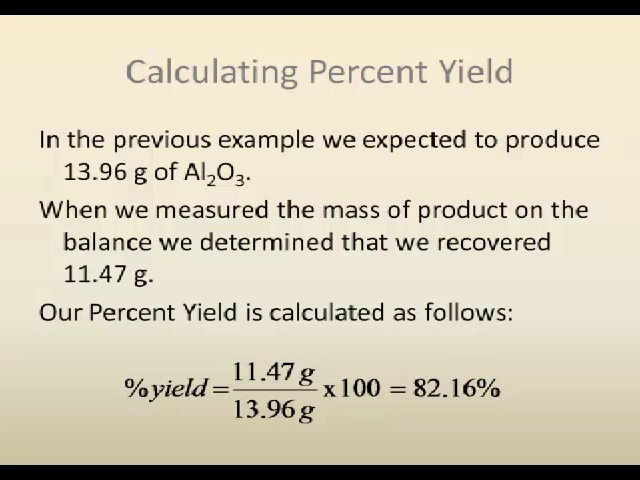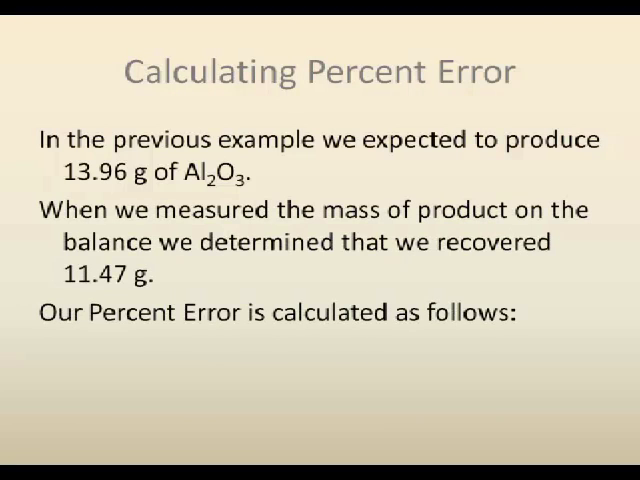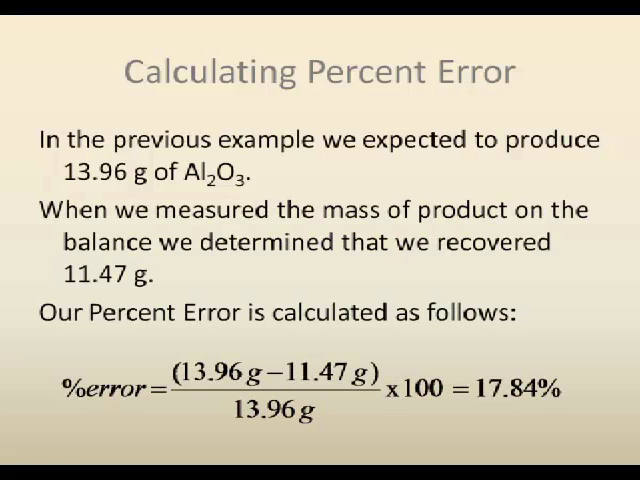That would be our percent yield. Our percent error could be 100 minus that, or, in fact, using the exact same question, it would be the 13.96 minus 11.47, so that's the amount we're out by, divided by 13.96 times 100, and we get 17.84%. So percent error and percent yield are two calculations that you can do if you know the theoretical yield, and that is what you would produce if all of your reactants were converted to products.